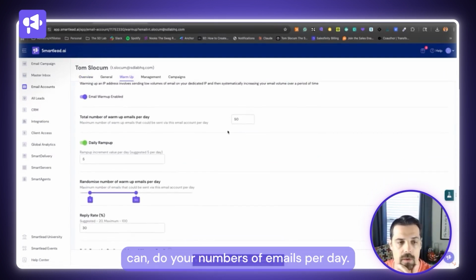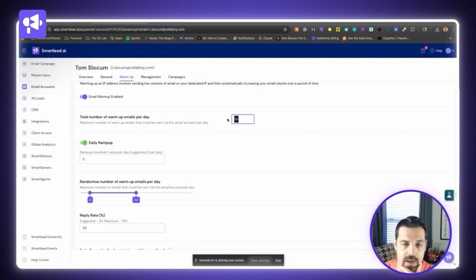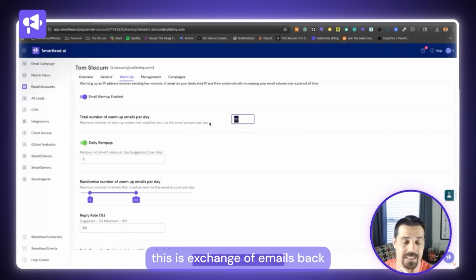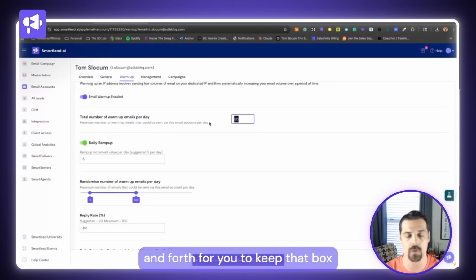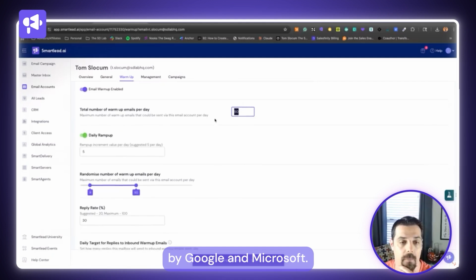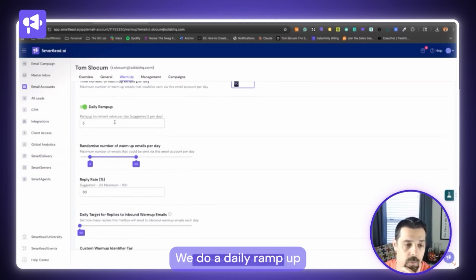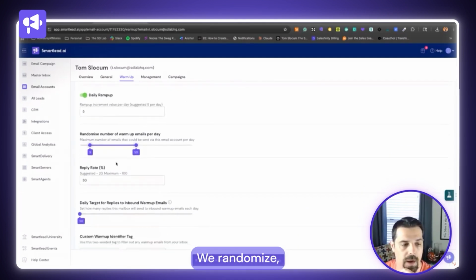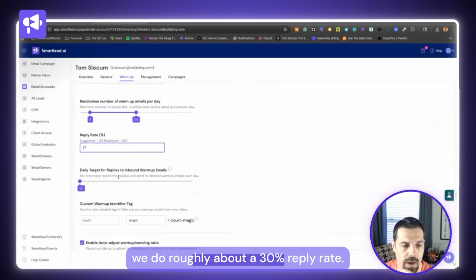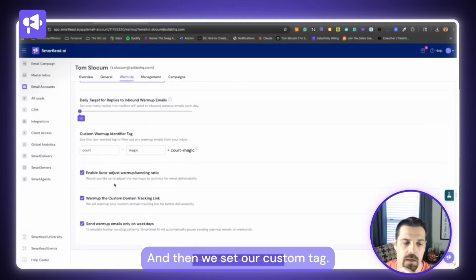And so here you can do your numbers of emails per day as far as warm-ups go. This is an exchange of emails back and forth for you to keep that box looking realistic so that it's not getting hit by Google and Microsoft. We do a daily ramp-up, number of emails per day we randomize. We do roughly about a 30% reply rate, and then we set our custom tag. And then we also do it on weekdays and weekends.